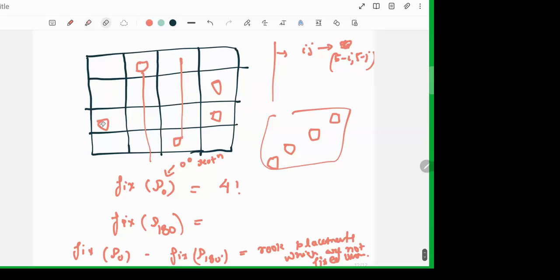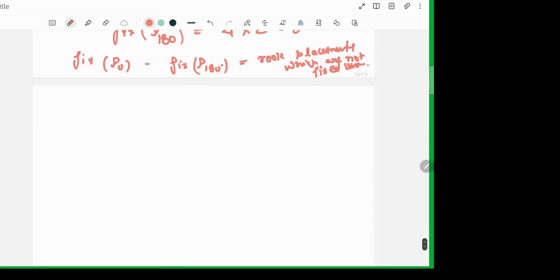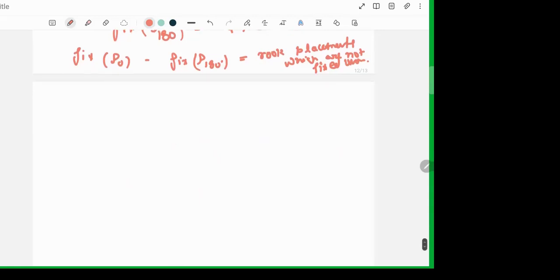Yes, correct. So have you got this? Yes. So we have computed the fixed points for 180 degrees. This is 4 into 2. So now what we need to compute is the number of non-equivalent four rook placements.